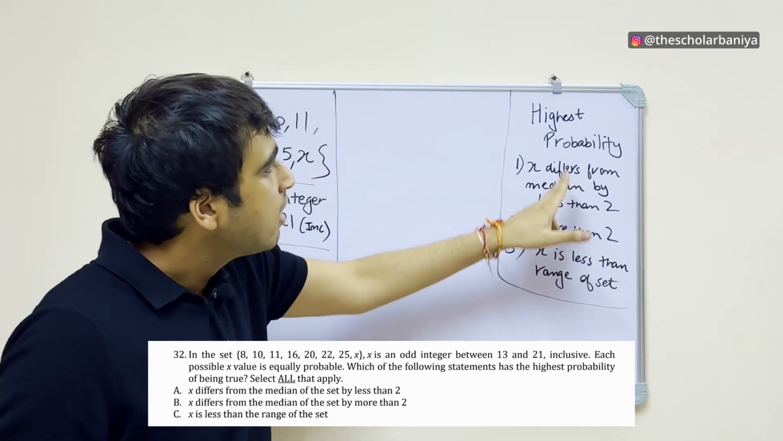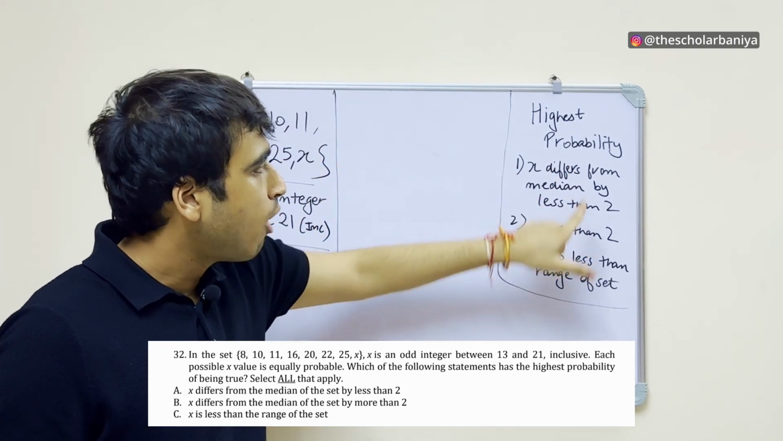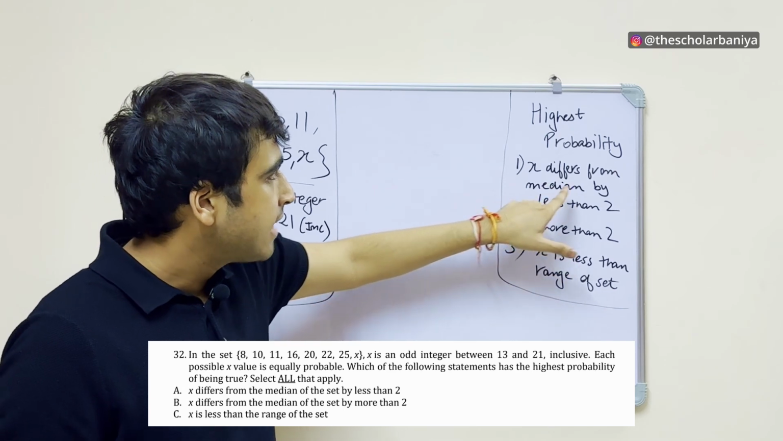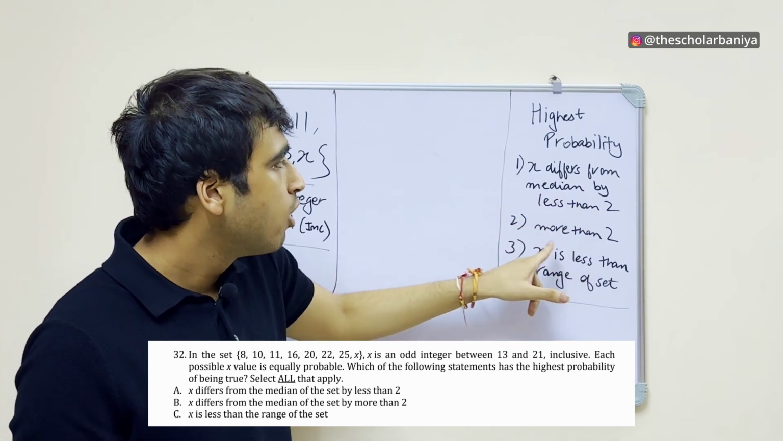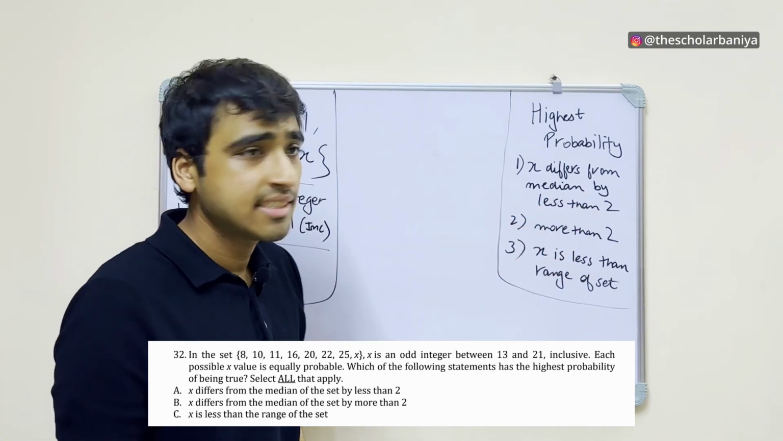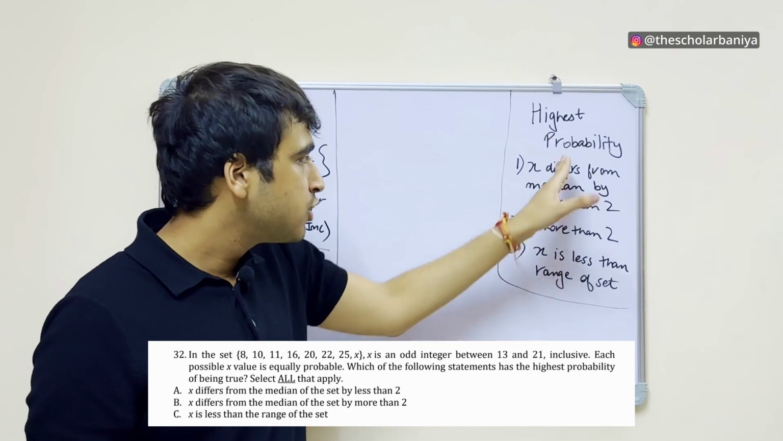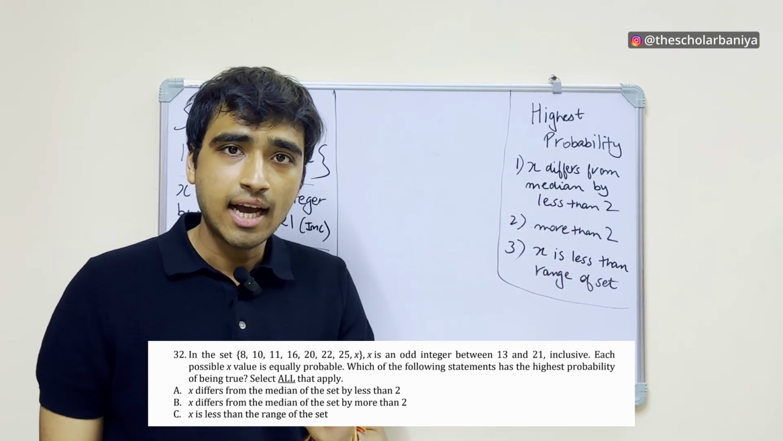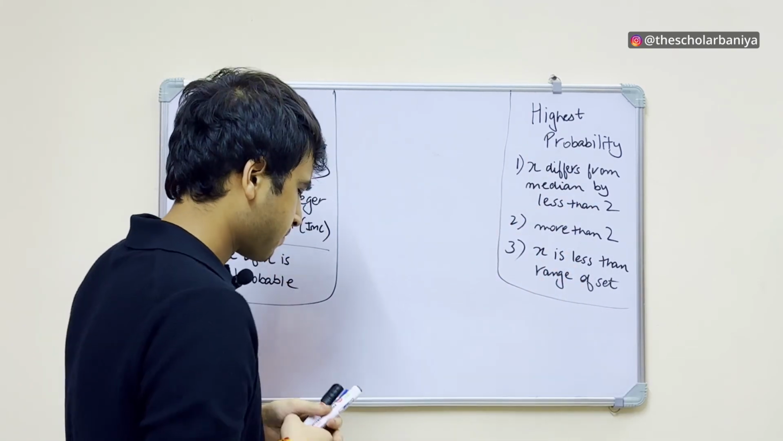So we have to tell which is the highest probability out of these three options: that x differs from the median by less than 2, by more than 2, and that x is less than the range of the set. So we have to tell which of the three options has the highest probability.